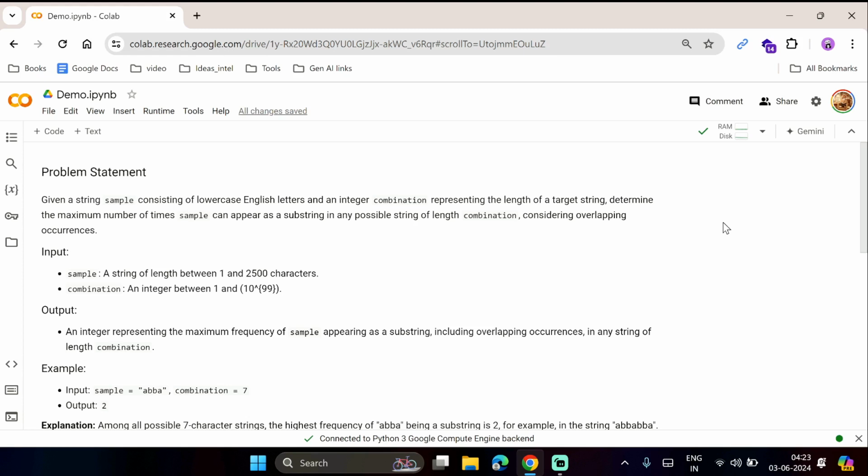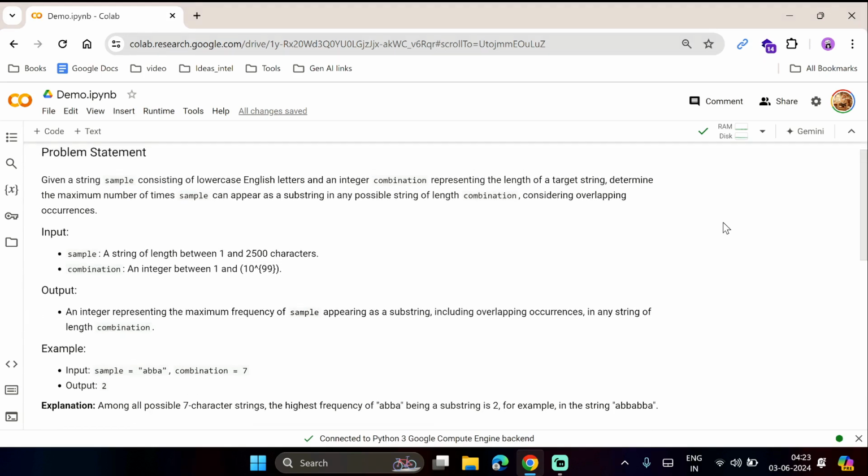Let's first try to understand the problem statement. Let's say there's a given string, and let's just refer to it as sample. It consists of lowercase English characters. Now there's another integer given. Let's call it combination, though it might raise some confusion. This integer represents the length of a target string.